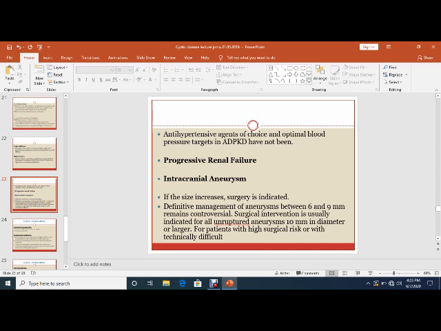These patients can develop progressive renal failure and intracranial aneurysm. So if the size increases, surgery is indicated in intracranial aneurysm. Definitive management of aneurysm between 6 to 9 millimeters depends upon size. If it is between 6 and 9 mm, it remains controversial, but surgical intervention is usually indicated for all unruptured aneurysms with a size of 10 mm diameter or more, for patients with high surgical risk with technical difficulty.